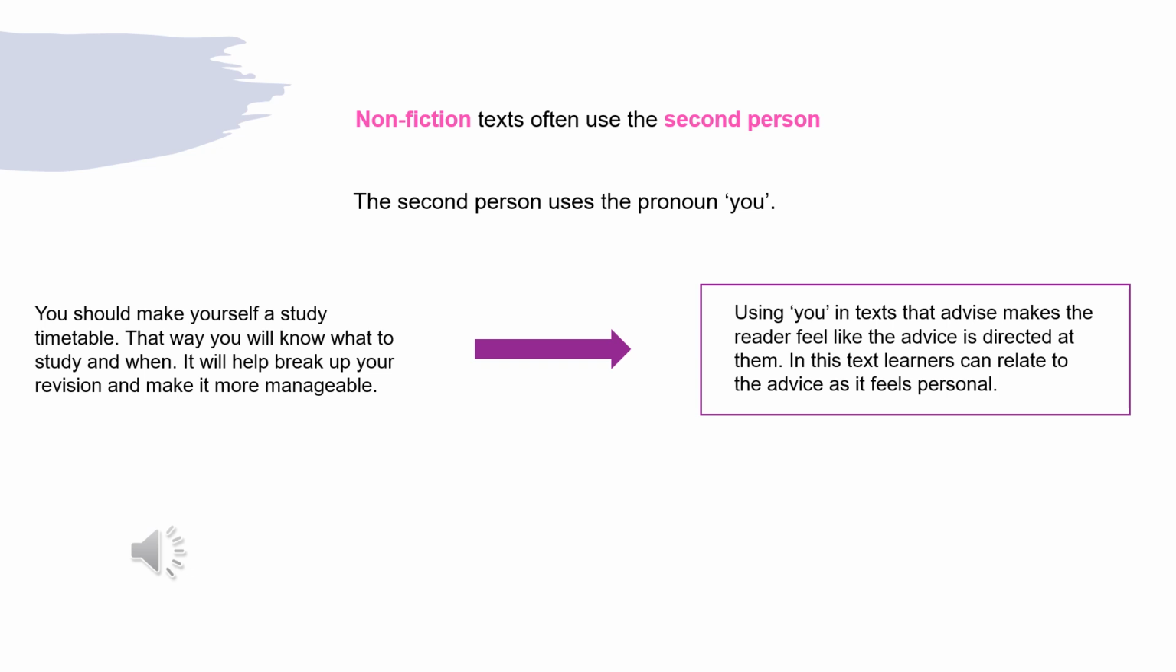You should make yourself a study timetable. That way you will know what to study and when. It will help break up your revision and make it more manageable. Using you in texts that advise makes the reader feel like the advice is directed at them. In this text, learners can relate to the advice as it feels personal.